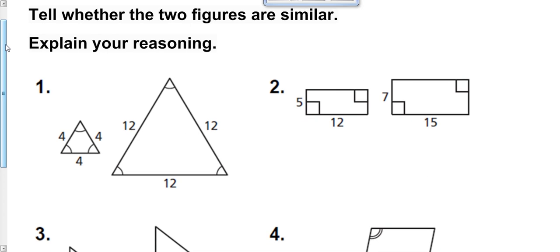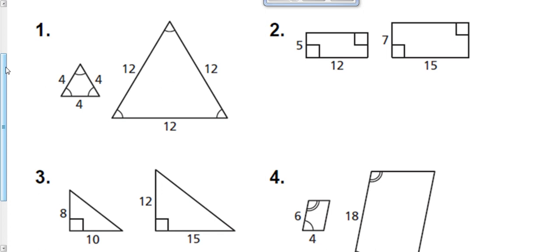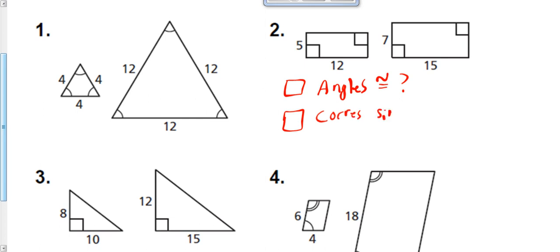Let's talk about this a little bit. I don't think you have this in front of you, but there are two things we need. We need the angles to be congruent. That's number one. We'll make a checklist here. We need that, and we need them both to be checked off. And then we need the corresponding sides to be proportional.